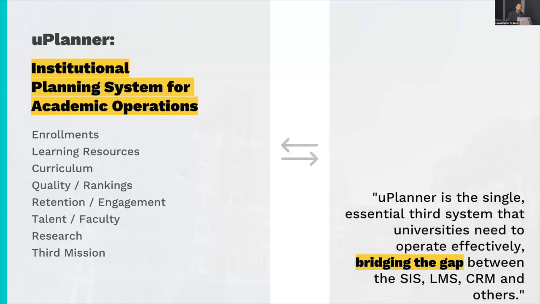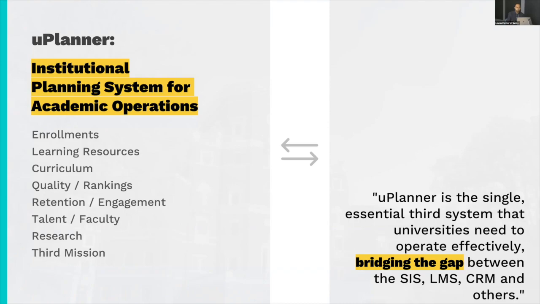We're an institutional planning system for academic operations, and we consider ourselves the single source or third system that universities can use to operate and also bridge the gap between your LMS, your SIS, your CRM, and other technologies to cover such areas that are critical in the academic operations, such as planning, scheduling, enrollment, curriculum management, retention, faculty allocation, and also, being one source of data where all the data that comes from your several platforms can also be analyzed and trying to figure out what gaps can we cover.